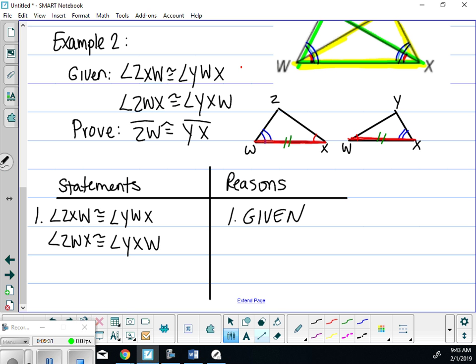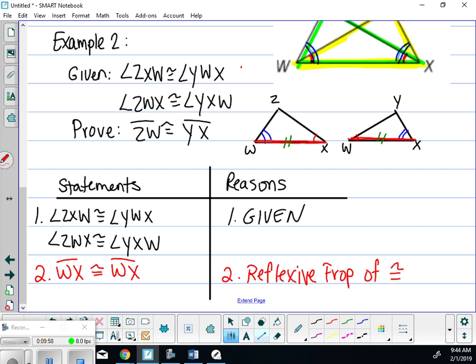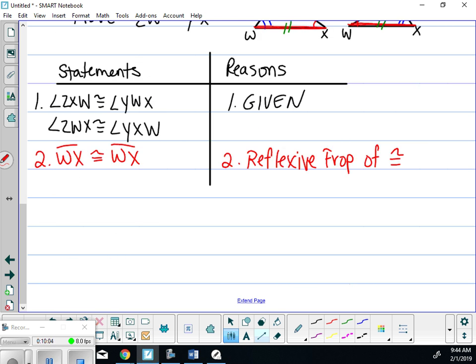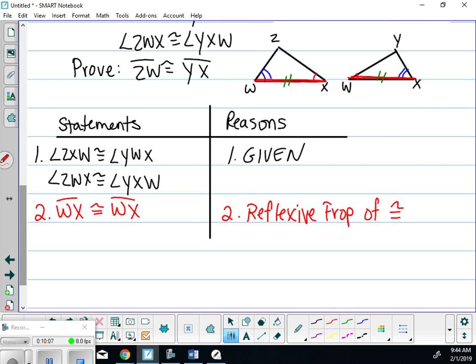So we write down our given information. Then we're going to write down any information that we can imply from the diagram, which in this case was that they share side WX. Reflexive property of congruence. So we have the angles congruent to each other. We have the side congruent to each other, or to itself.